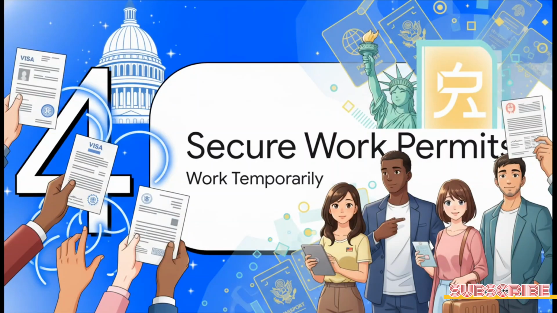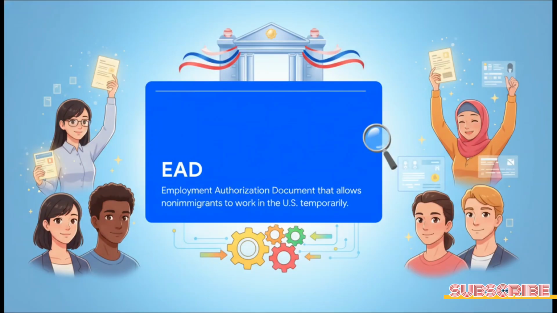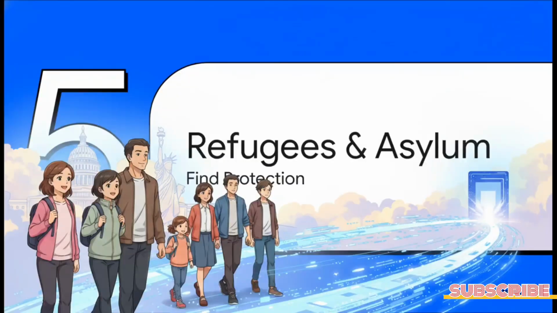Now let's pivot over to Section 4, securing a work permit. Work temporarily. This is specifically for non-immigrant visa holders wanting to work temporarily in the U.S. You're going to hear the term EAD a lot. It stands for Employment Authorization Document, basically your official work permit. The USAGov directory has a dedicated spot to figure out two really critical things. First, whether your specific non-immigrant visa status actually qualifies you to get an EAD. And second, the exact step-by-step process on how to apply for it so you can work legally and temporarily in the United States.